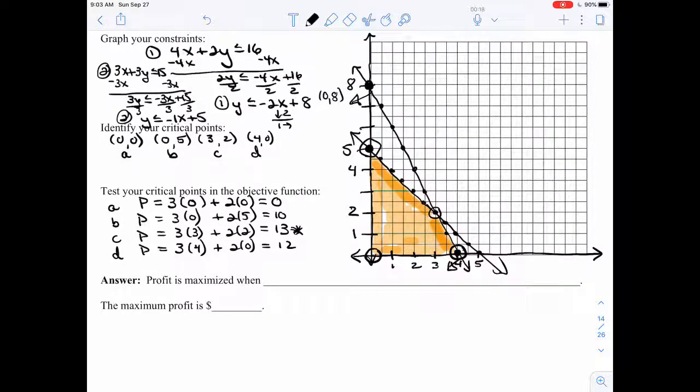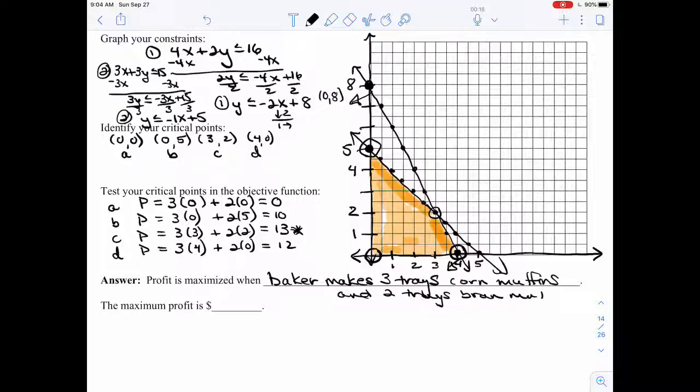13 is our maximum. So our profit is maximized when the baker makes 3 trays, and that's our X, of corn muffins and 2 trays of bran muffins for a maximum profit of $13. This is the end of today's lesson.